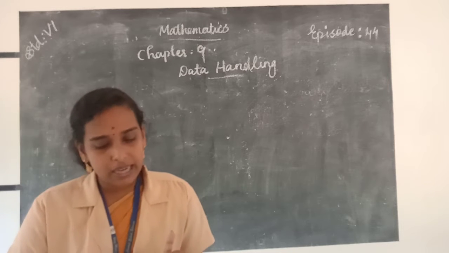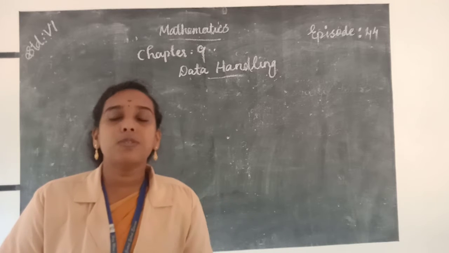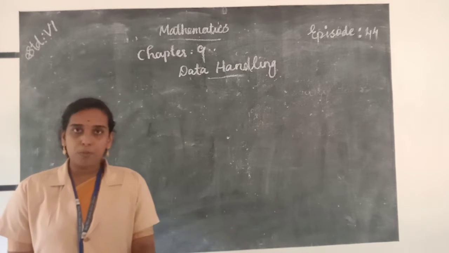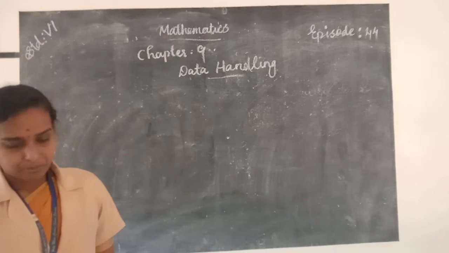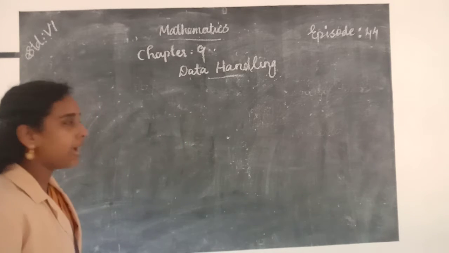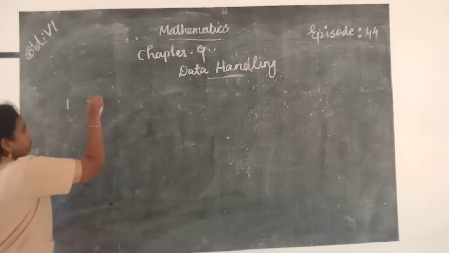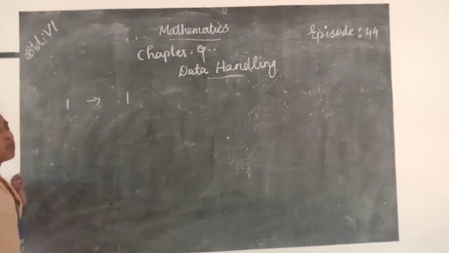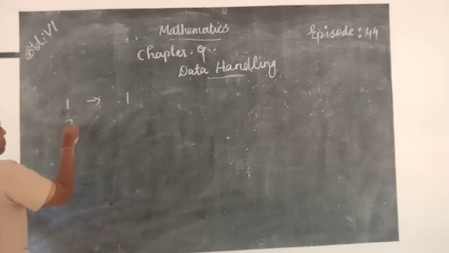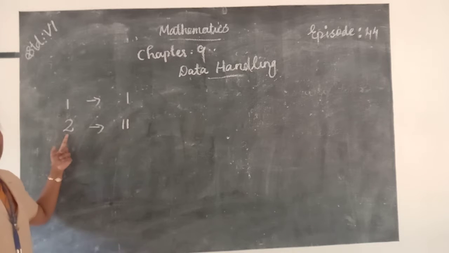Tally marks are a way of expressing numbers in groups of 5. For example, let's represent numbers using tally marks. To represent 1, you draw one vertical line. To represent the number 2, you draw 2 vertical lines.